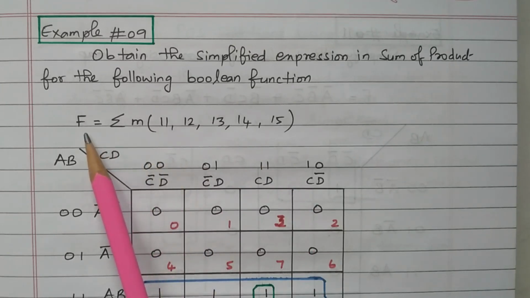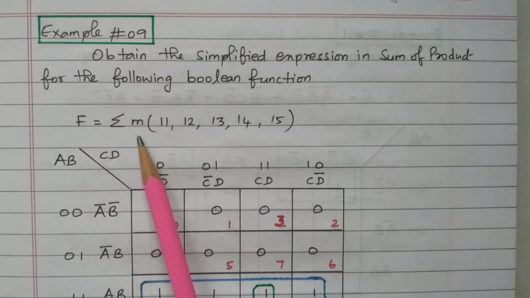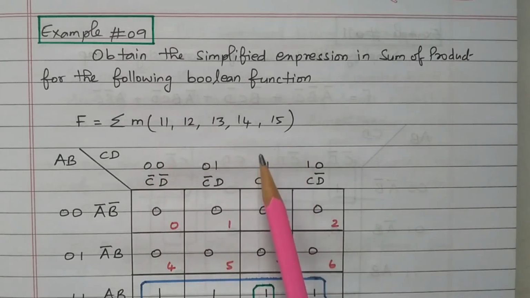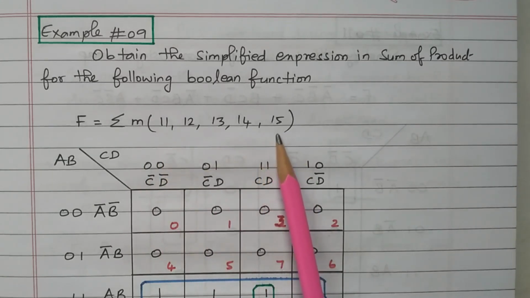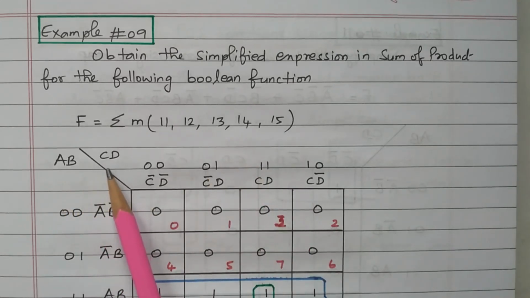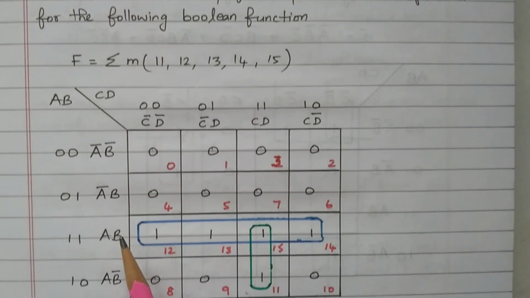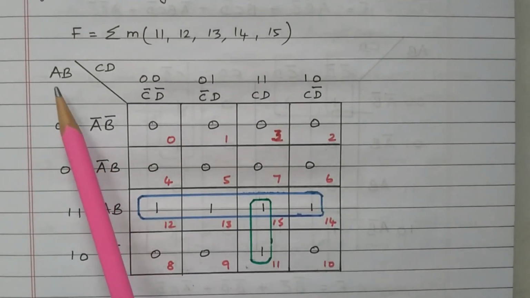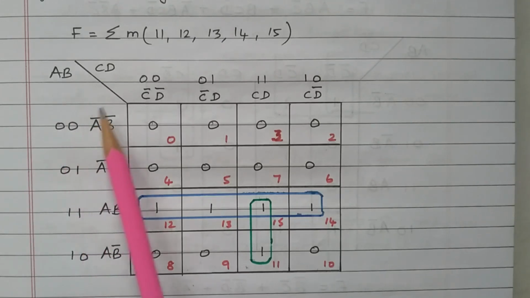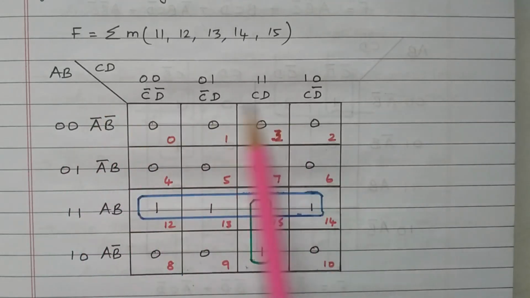Right? The given function is F equal to sum of Minterm 11, 12, 13, 14 and 15. 5 terms are available. From the number 15 we can easily identify that there are 4 variables. Let us consider the 4 variables A, B, C, D. Now we'll frame the K map. So A and B are taken on the vertical side, and C, D are taken on the horizontal side.